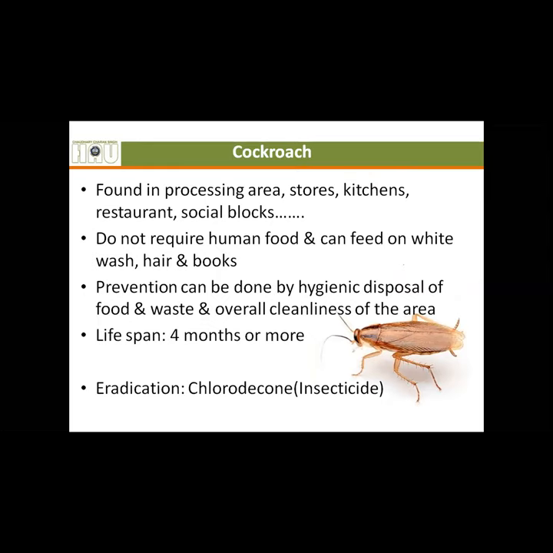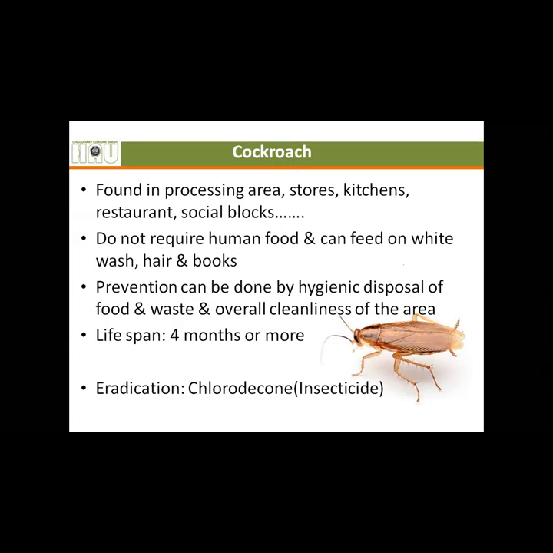Cockroaches. As we know, cockroaches are found in kitchens, manufacturing areas, restaurants, social blocks, stores and changing areas. They do not even require human food, and they can feed themselves on the whitewash itself. So they are not competing with us for food. But they contain 7 kinds of human pathogens and 33 kinds of bacteria, and they reproduce very rapidly.